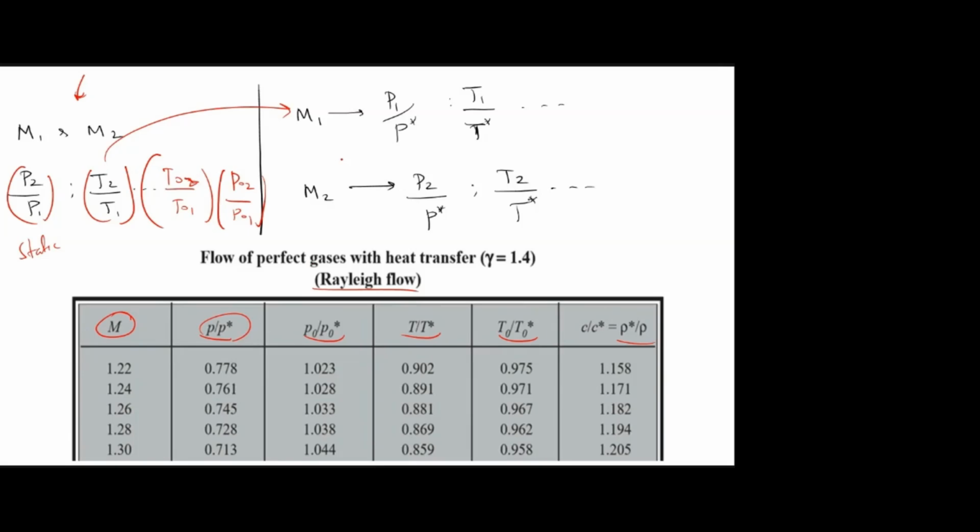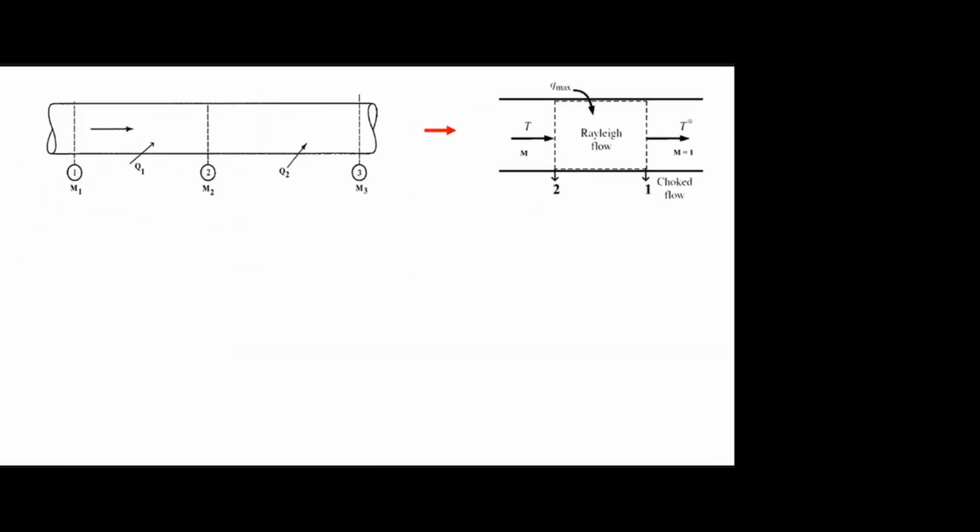So once you know the M1 from this table, you can find P1 by P star, T1 by T star, like that. All the properties you can find. Okay. So I will use this control volume to explain that. Assume initially I am taking Mach number 0.2, and due to the Q1 value, it is accelerated to 0.58 in the first problem. And if I further add the heat, for example Q2 value, then this 0.58 can be maximum accelerated to 1.